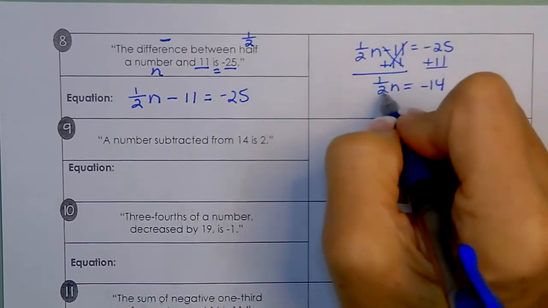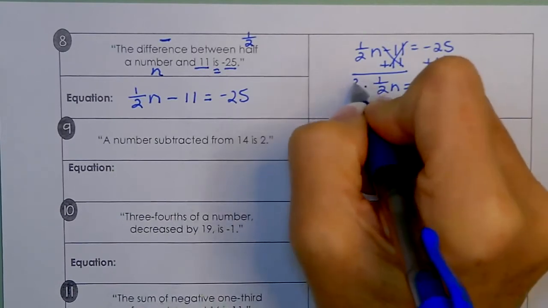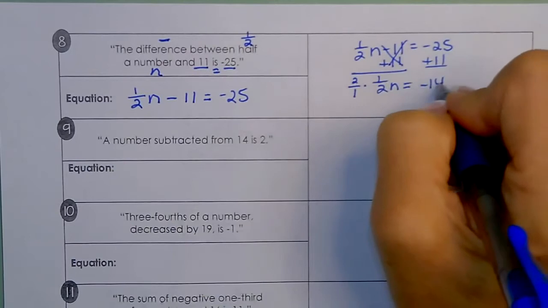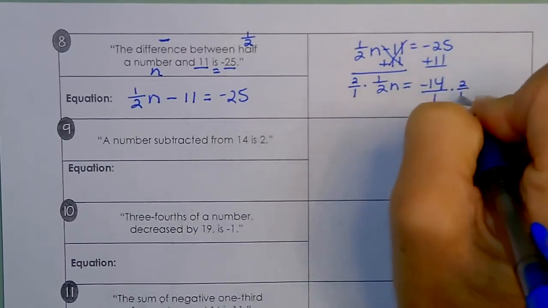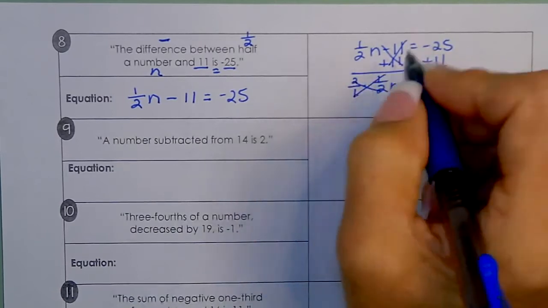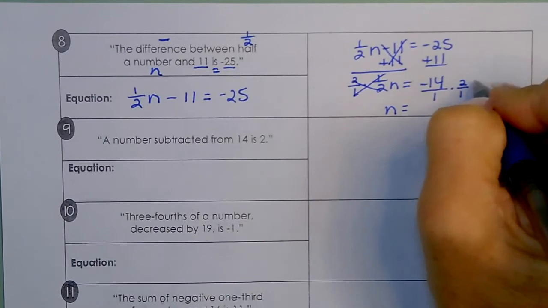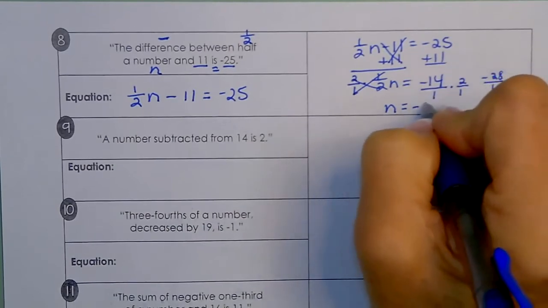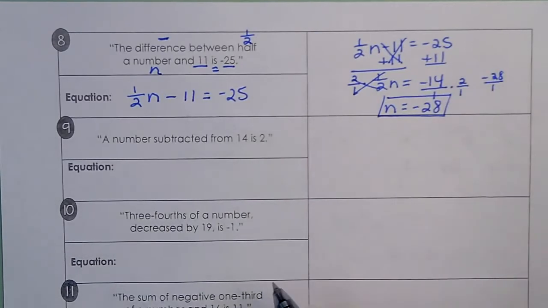Okay, now I have to undo this 1/2 times n. So I'm going to multiply by the reciprocal. If I do that on this side, I have to do it on this side. So I have to also multiply this. So n equals, when I multiply this, I get negative 28. And then multiply my denominators, I get 1, which is equivalent to negative 28.